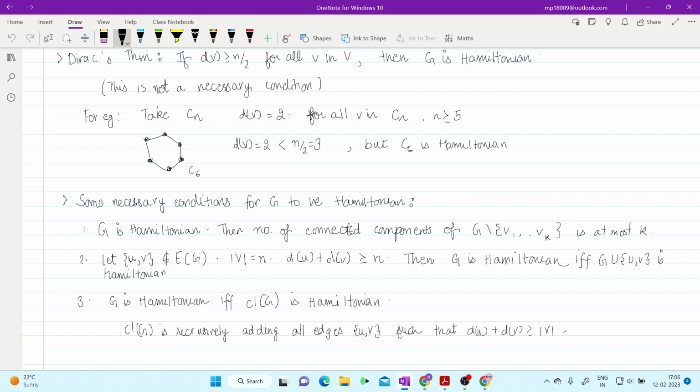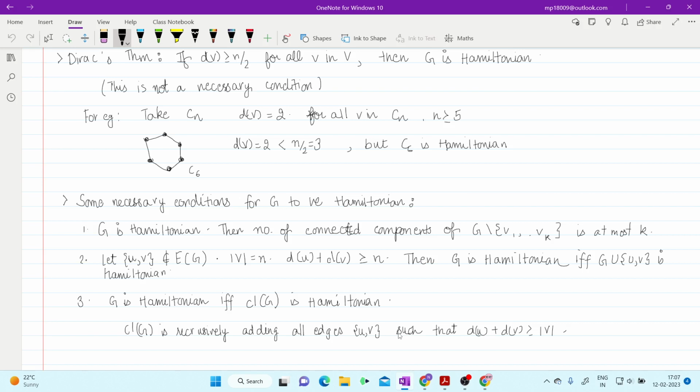Then in the lecture, there was one necessary and sufficient condition for a graph to be Hamiltonian. That is, if we have two vertices u and v, and suppose uv is not an edge in the graph, but the sum of degrees of u and v is greater than or equal to n, then G will be Hamiltonian if and only if G union that edge is Hamiltonian. So this kind of condition can be helpful to prove Hamiltonicity of a graph.